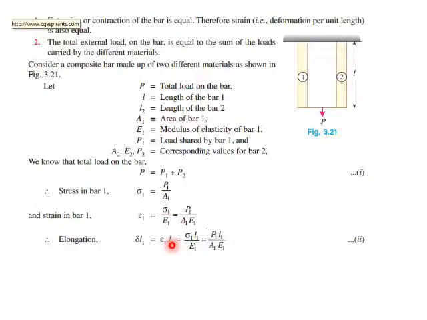load carried by member 1 divided by the cross-sectional area of member 1. Next, when I get stress, I can calculate strain. Strain in member 1 is equal to stress in member 1 divided by Young's modulus, because we know Hooke's law, right? Hooke's law is stress divided by strain. So substituting sigma as P by A, I get P by A into E. I can also use the elongation formula delta L, PL upon AE. So these equations can be used further for the numerical examples.